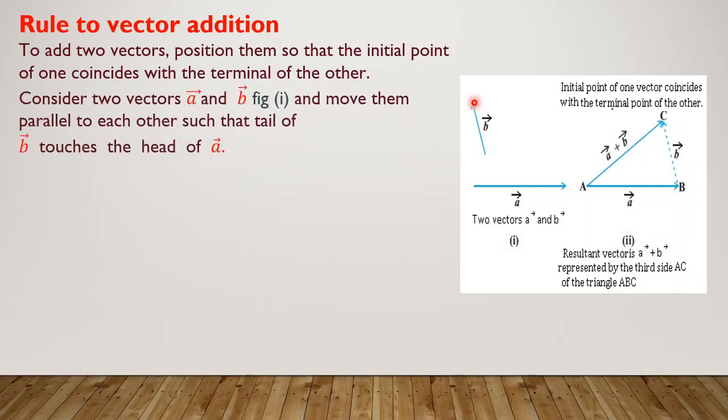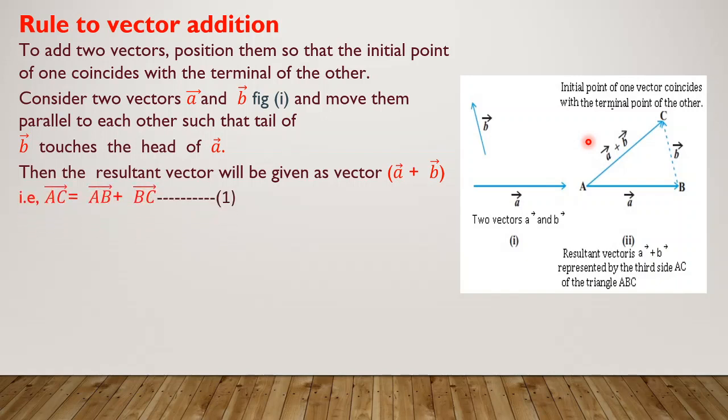Now when I add two vectors, come to this diagram. Here vector AB has this as the initial point and this as the terminal point, and vector BC has this as the initial point and this as the terminal point. Let me take AB as vector A and BC as vector B, correct? When I add these two vectors, my resultant vector will be vector AC, or you can also call it vector A plus vector B.